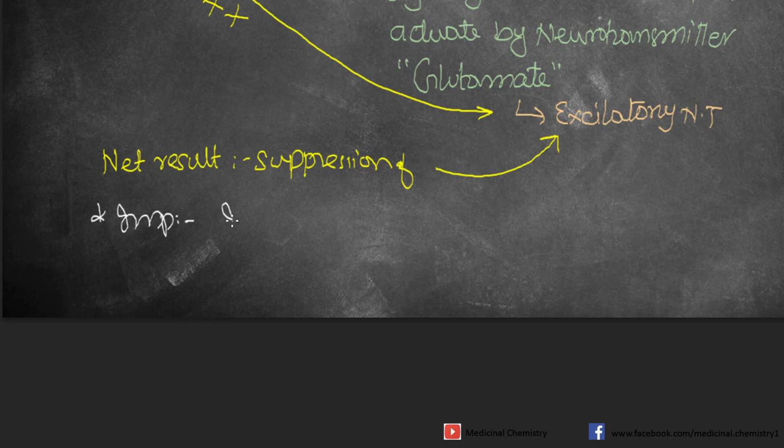But an important point to mention here is that it has nothing to do with GABA. There is a confusion that GABA is an inhibitory neurotransmitter, so ketamine might act on it, but it has nothing to do with GABA.